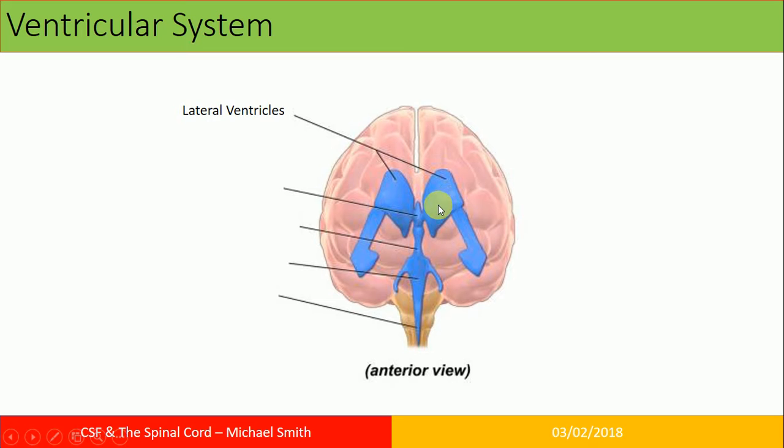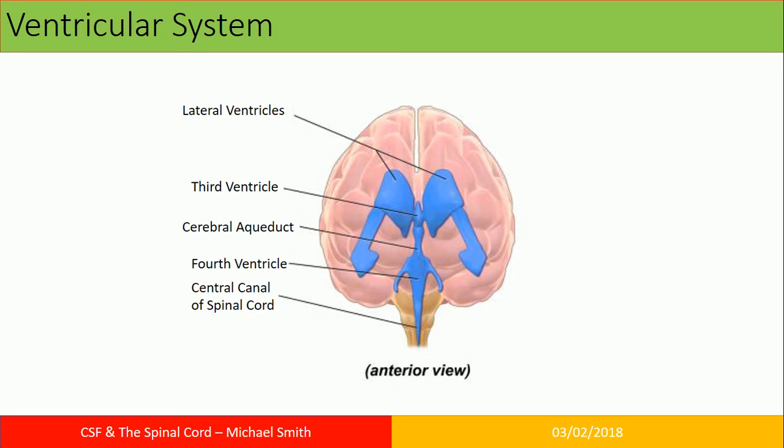The lateral ventricles then drain into our third ventricle via our IV foramen or our foramen of Monro, and this here centrally is our third ventricle. This drains through our cerebral aqueduct into our fourth ventricle, and then our fourth ventricle can either drain into the subarachnoid space or it can drain straight down into our central canal of our spinal cord.